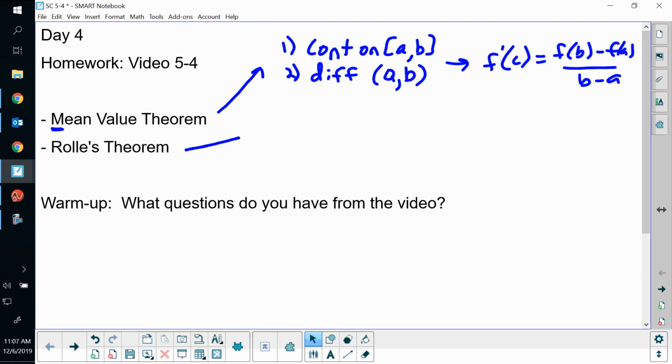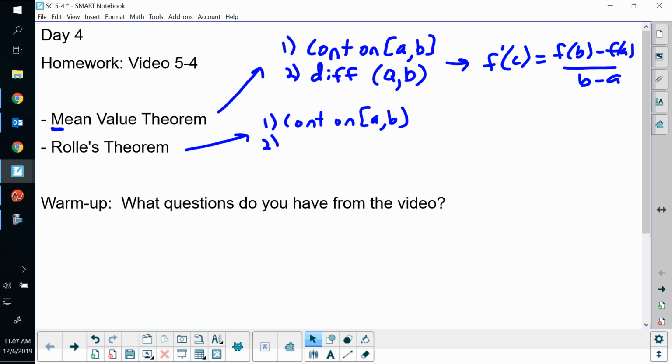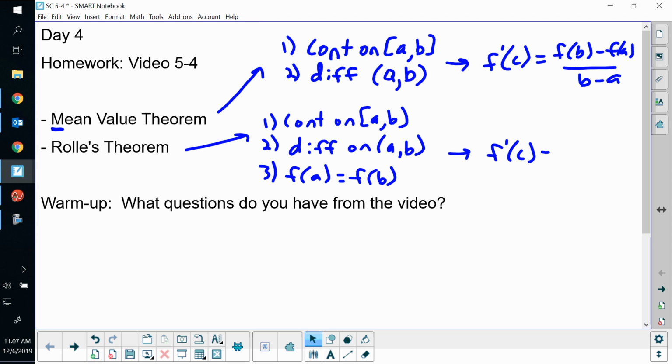In Rolle's theorem, our initial conditions, the first two are the same. We're continuous on the closed interval AB. We are differentiable on the open interval AB, just like before. And then the third one, f of a needs to equal f of b. So that means the y values of the endpoints. If those things are true, then we're guaranteed there's an f prime of c that is equal to 0. Now, a thing that helps me remember that is the second letter in Rolle's name is an O. O looks like a 0, so we're setting the derivative equal to 0.